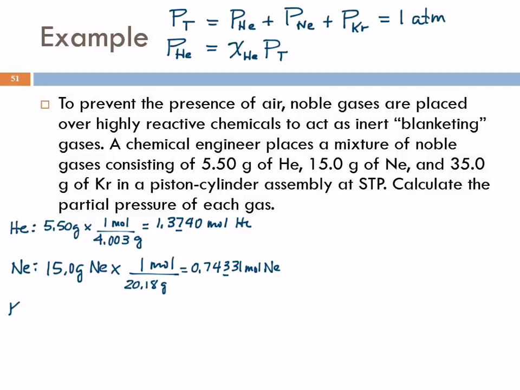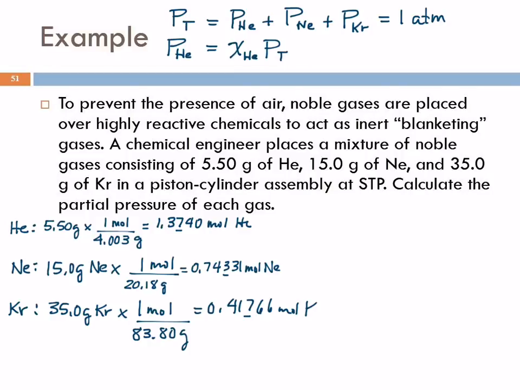And then I've got my krypton, 35 grams. Does this look like a problem that you want to just do in your head without writing anything down? No. No, I wouldn't. The molar mass is 83.80, not if I wanted to get it correct. And if you don't want to get it correct, then why bother doing it at all? 35 divided by 83.8. 0.41766 moles of krypton.